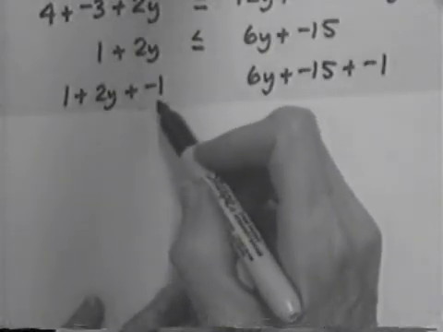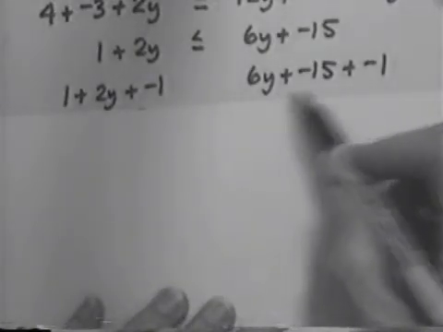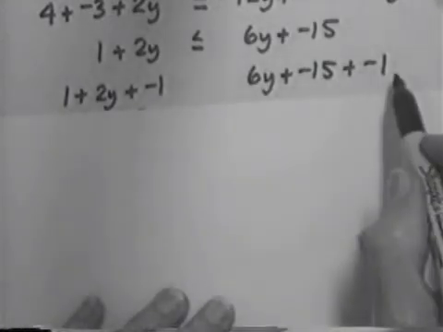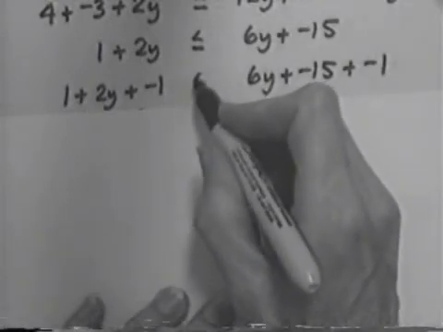1 plus 2y, add negative 1. 6y plus negative 15, add negative 1. All we've done is add the same number to both sides of the inequality. That means that the inequality symbol is unchanged.